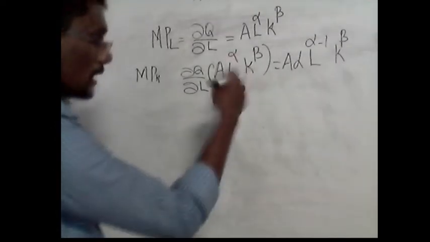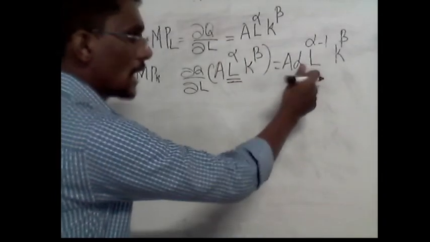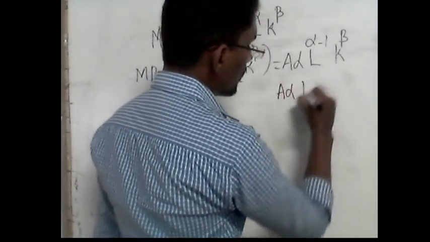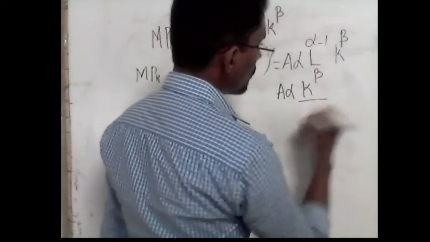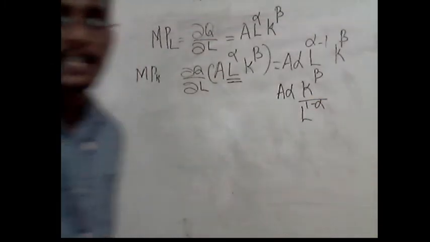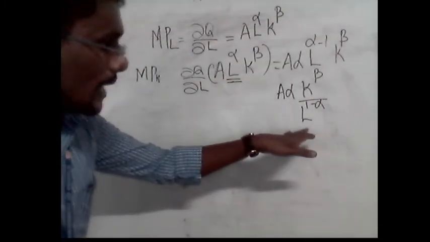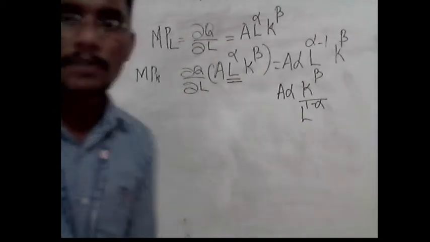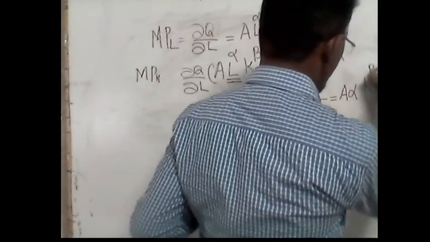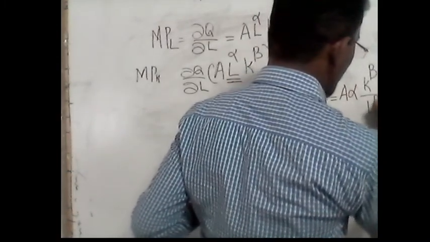And thereby the differentiated value of labor is equal to alpha A L raised to alpha minus 1 K raised to beta. This can be rearranged as A alpha K raised to beta, the whole divided by L raised to 1 minus alpha. If you take L raised to alpha minus 1 as a denominator, this becomes L raised to 1 minus alpha, and 1 minus alpha is beta. Thereby, this is equal to A alpha K raised to beta divided by L raised to beta.